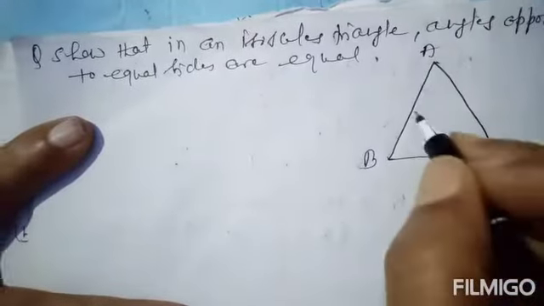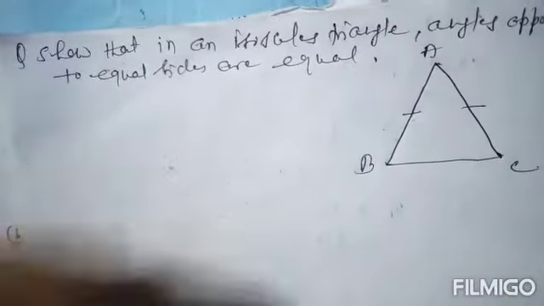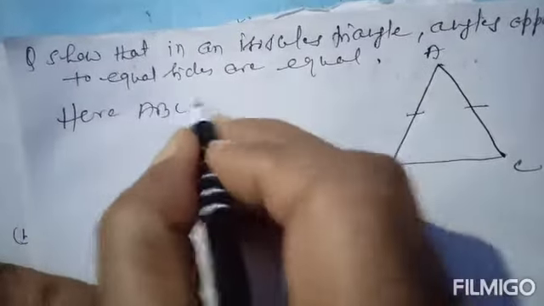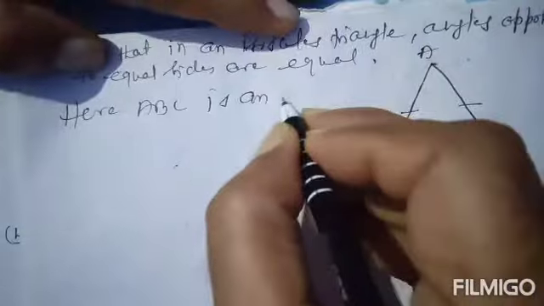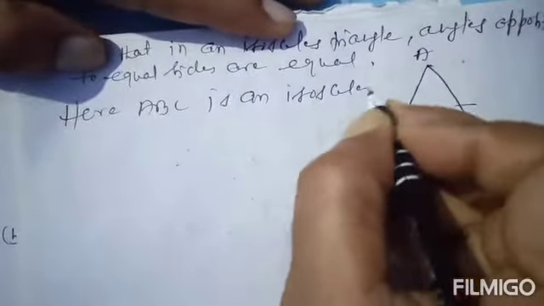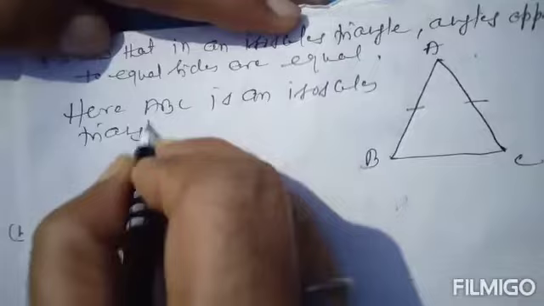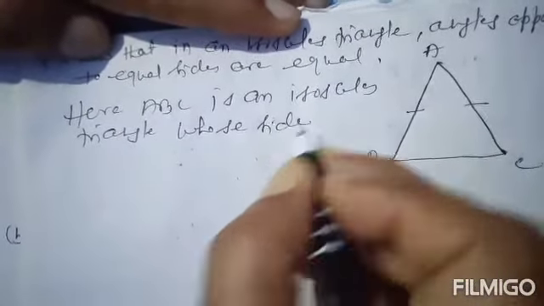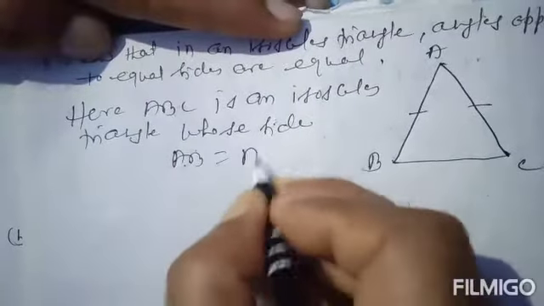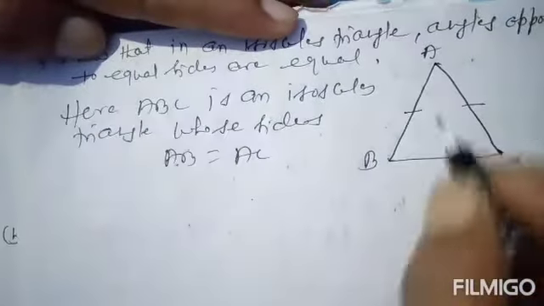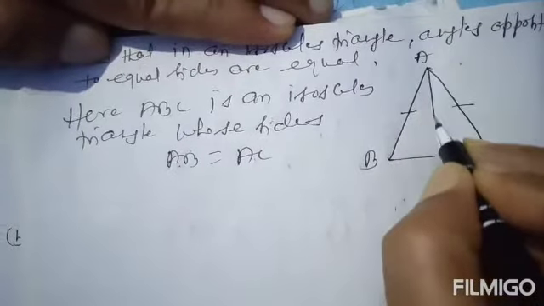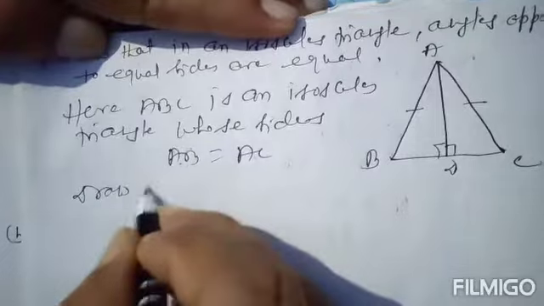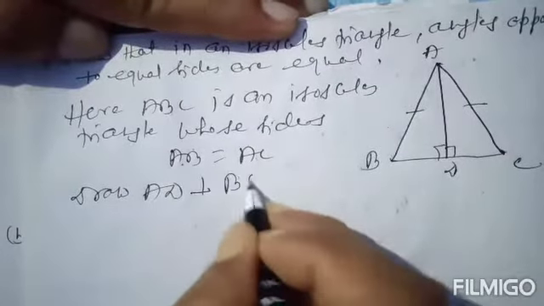ABC is an isosceles triangle whose sides AB and AC are equal. We draw AD perpendicular to BC.